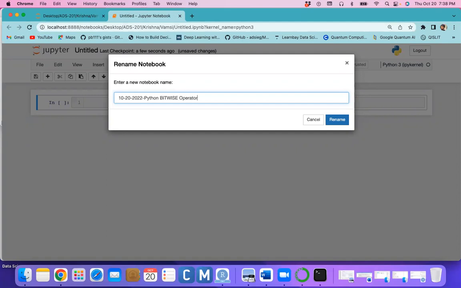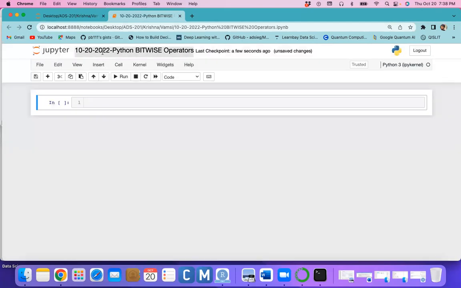Okay, so my first primary thing is that you have to know the mathematical thing behind the bitwise operators. Basically, bitwise operators work on the bits, not on the data. So whatever data we have has to be converted into binary, then only it will work on that particular binary data.